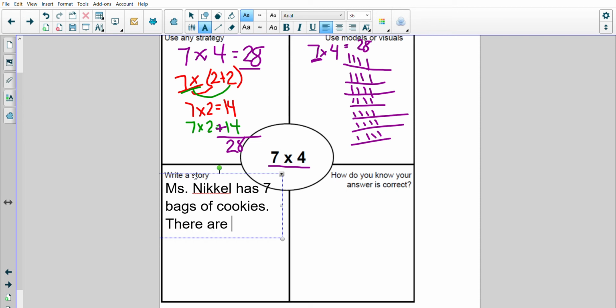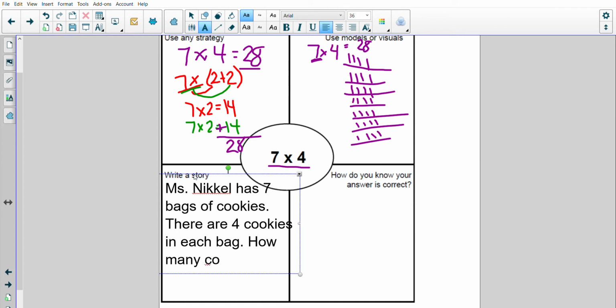There are 4 cookies in each bag. How many cookies does she have all together? All right, so again, I have 7 bags of cookies, 4 in each bag. How many cookies do I have all together? Then I write a sentence, and explain in words how I know that my answer is correct.